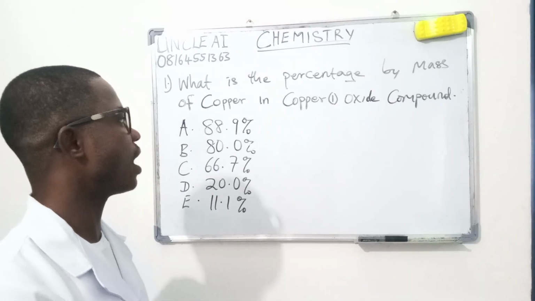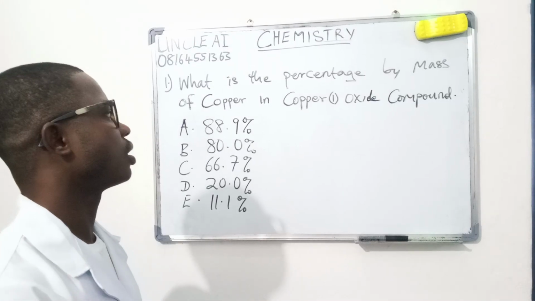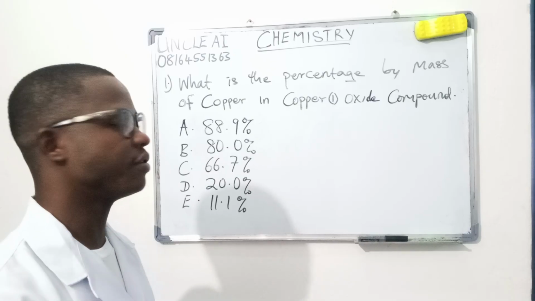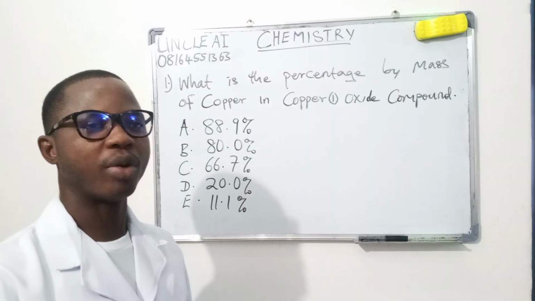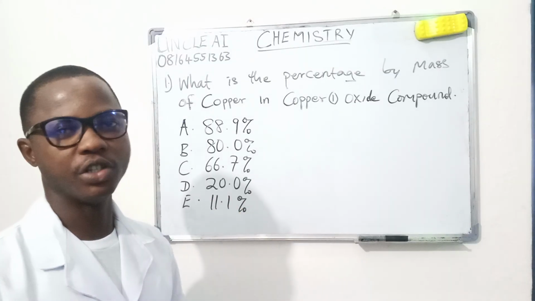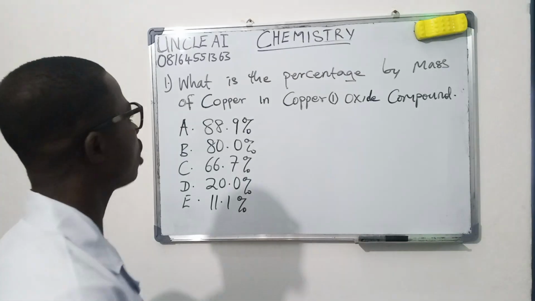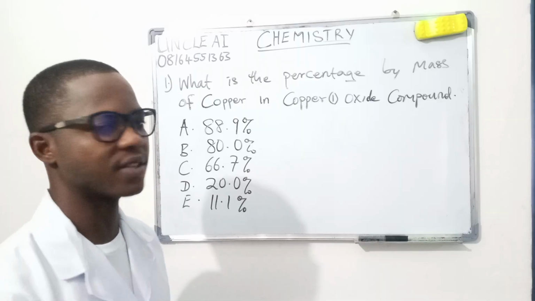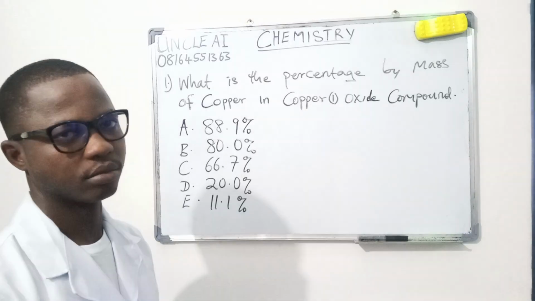This morning we have a question. This question always comes out in JAMB, WAEC, and NECO, and even GCE. So if you are preparing for WAEC, NECO, or even JAMB, this video is for you. We have a question, and the question says, what is the percentage by mass of copper in copper 1 oxide compound? And options were given.